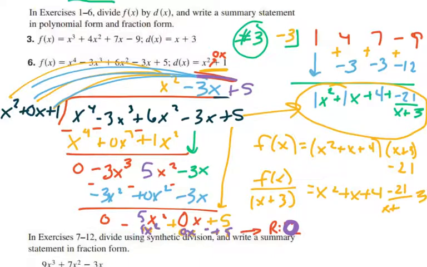Okay. So in that case, our answer is going to be this piece up here. But of course, if you really want to take the time to write it in polynomial form and fraction form, be my guest. But I'm just looking for the result. So x squared minus 3x plus 5 for number 6.